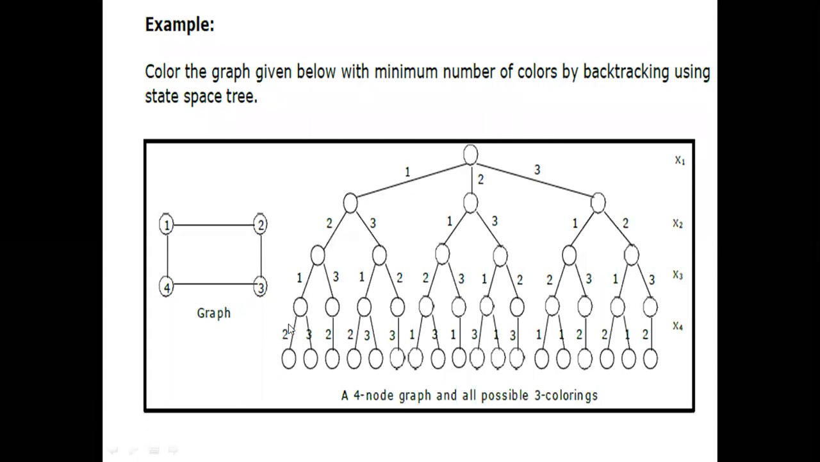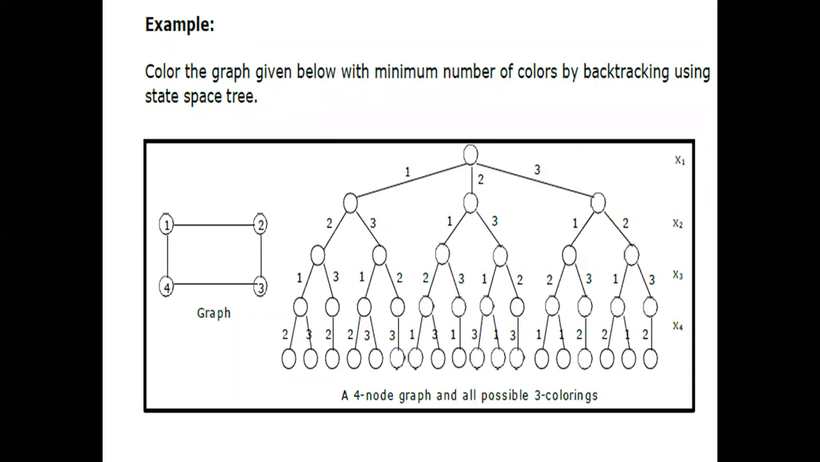For the leftmost tree, the leftmost leaf node is one of the solutions, because no two adjacent nodes have the same color. The first node is colored with 1, the second node with 2, the third node with 1, the fourth node with 2. We are finding the solution, which is also represented by the tuple x1, x2, x3, x4. The x1, x2, x3, x4 are found by using backtracking. Here we are just defining only the solution.